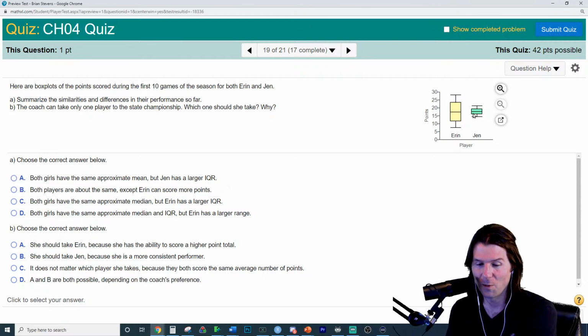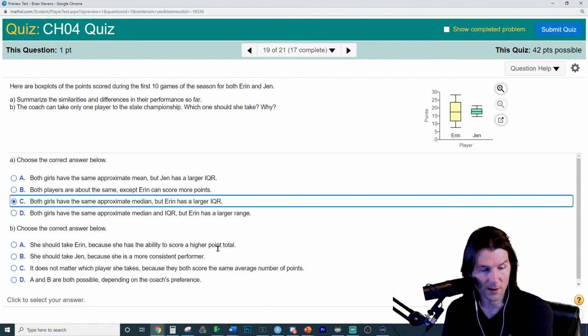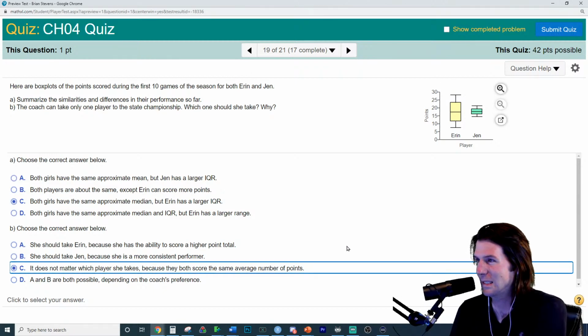You got it. What do you notice is the only difference between Jen and Aaron? We've got Jen right here, and they both have the same median. So both girls have approximately the same median, but Aaron has a bigger IQR. So this is Aaron's IQR. So the coach can only take one player to the state championship. Which should she take? It really doesn't matter. If you want a consistent player, you'd take Jen. If you want a player with more variability, you'd take Aaron.